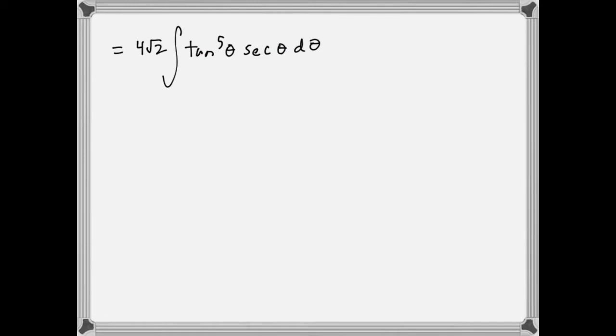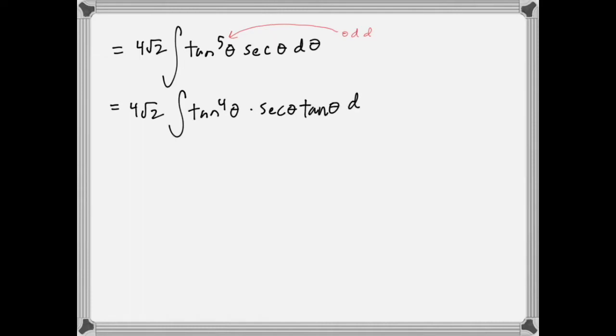Okay, so we actually have this integral now, and for those of you that have finished your 7.2 homework, you recognize this as an integral that we know how to solve, right? In particular, we know that if the number of tangents is odd, then we're going to be able to peel off a secant and a tangent, right? So this becomes tangent to the 4th theta, and then I have secant theta, tan theta, d theta.